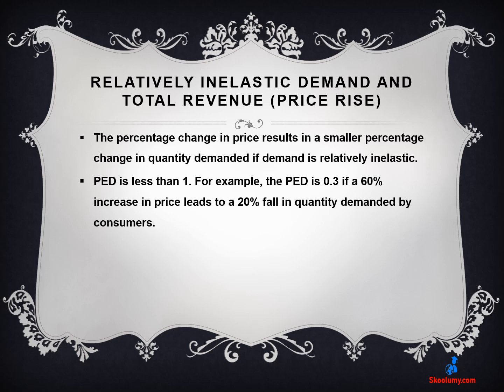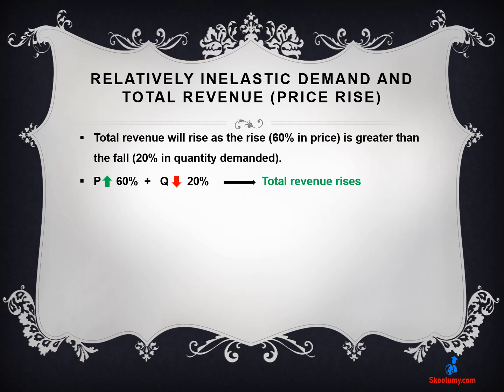For example, the PED is 0.3 if a 60% increase in price leads to a 20% fall in quantity demanded by consumers. The PED is calculated by dividing 20% by 60%. In this example, the quantity purchased by consumers falls by a smaller percentage, 20%, following a rise in price, 60%. The total revenue will rise because the increase, 60% price increase, is more than the fall, 20% fall in quantity.